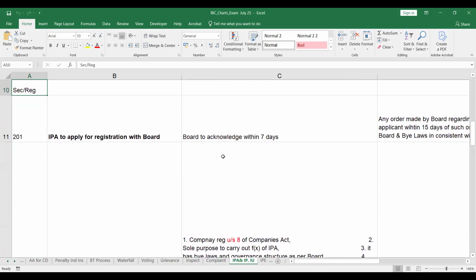Then, if you are an IPA, just like an IP applies to the board, similarly the IPA and IU are also applying for registration to the board, and the board will acknowledge the application within 7 days.